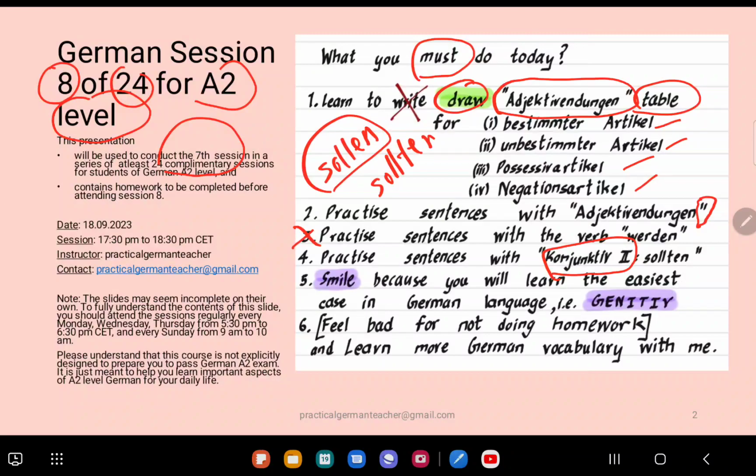And of course, I want you to feel happy because today you will learn the fourth case in the German language, that is Genitive. So far we have looked at nominative, accusative, dative, and Genitive is the easiest one. You will know why. And then of course we will learn some new German vocabulary.